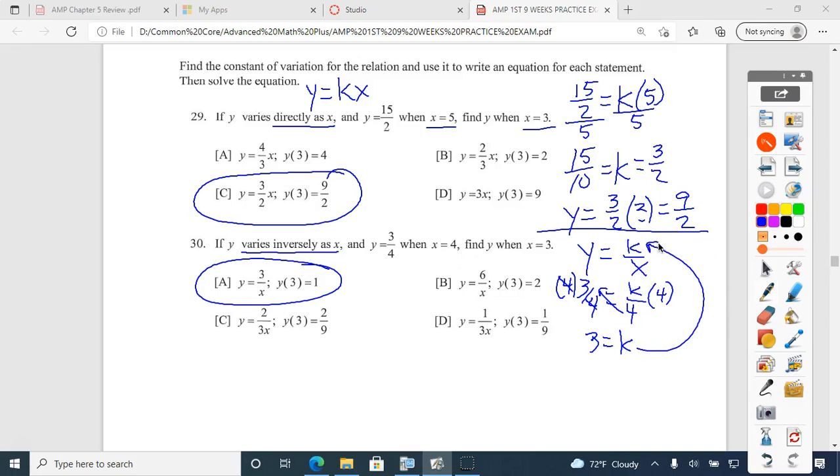And it says to find it when x is 3. So if you did 3 divided by 3, you would get what? 31.